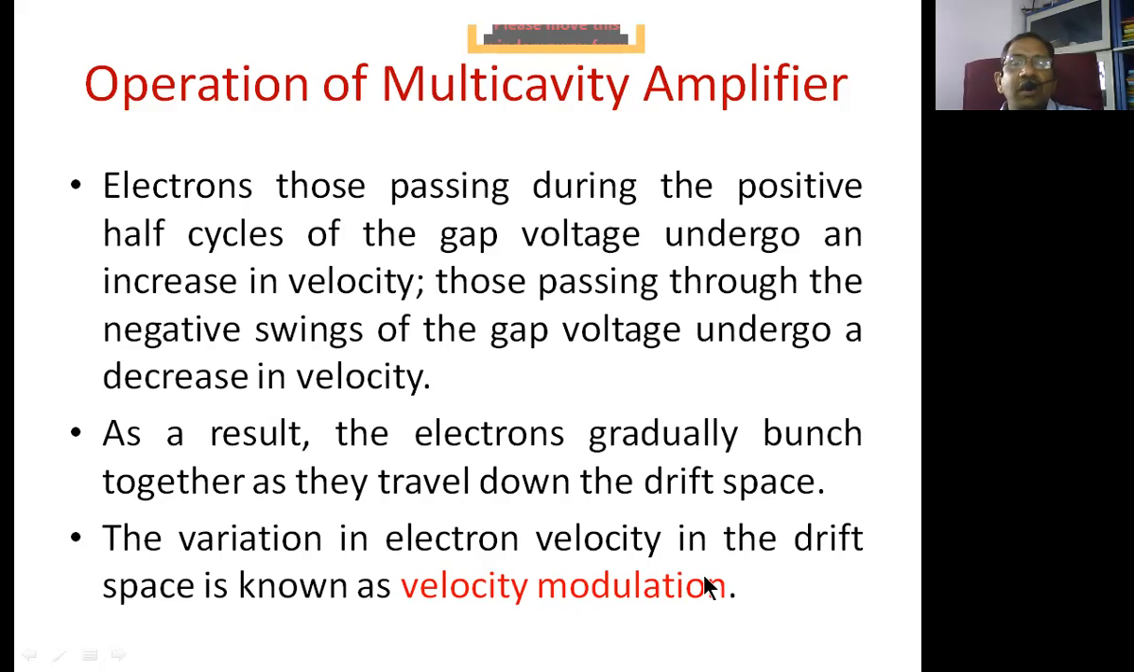So the variation in electron velocity in the drift space is known as the velocity modulation. So what is velocity modulation? The variation in the electron velocity in the drift space is known as the velocity modulation.